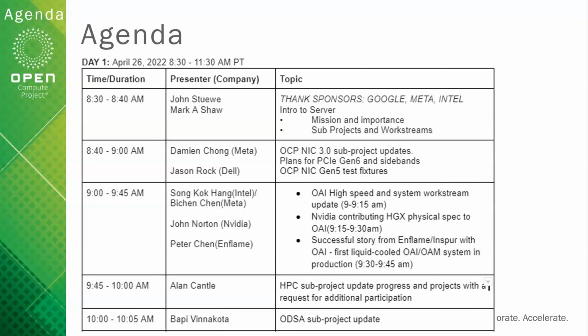Also another question in chat: why is 12 volt removed from OAM 2.0? Yeah, I think if you look at the trend of OAM usage, it's going to be high power. So 12 volt is going to be very low efficiency, right? That's why we are moving to the higher voltage.